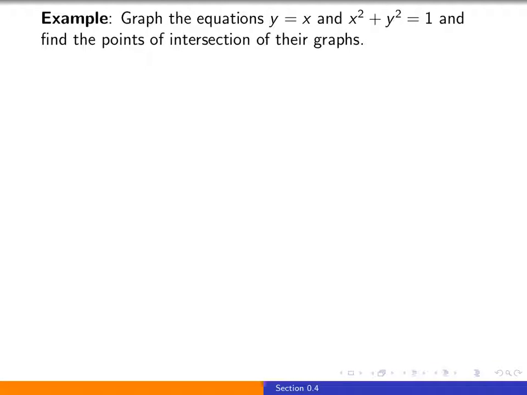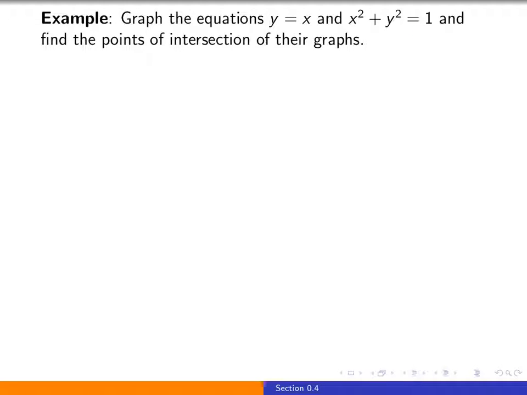In this video, we would like to investigate finding intersections of two graphs. So in the first example, we would like to find the points of intersection of the graphs of the equation y equals x and x squared plus y squared equals 1.